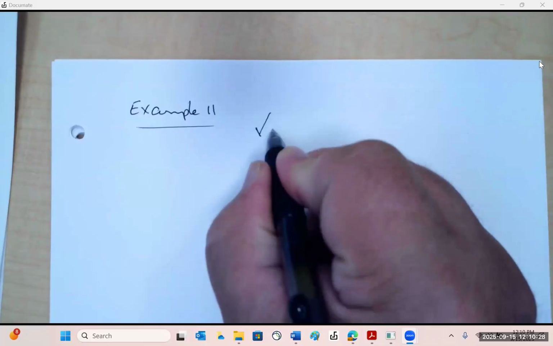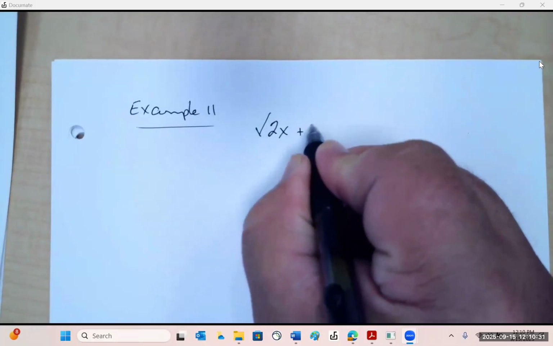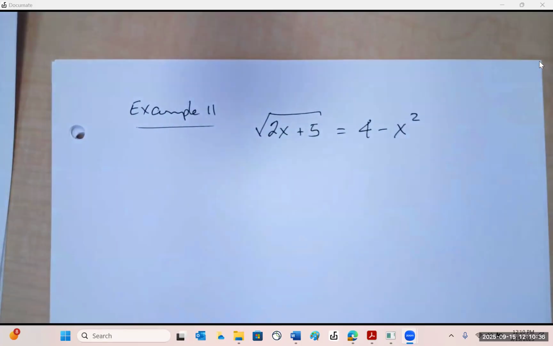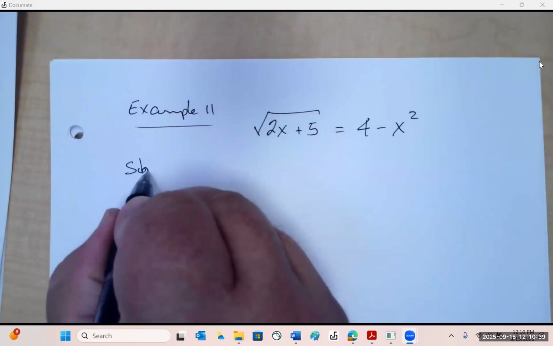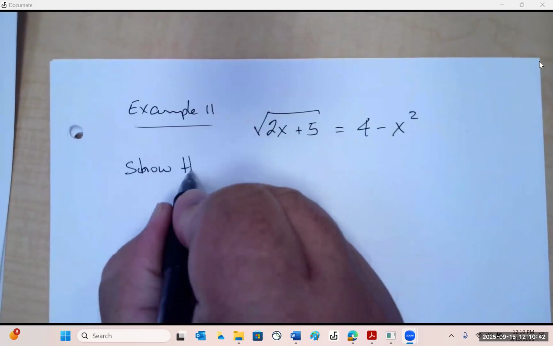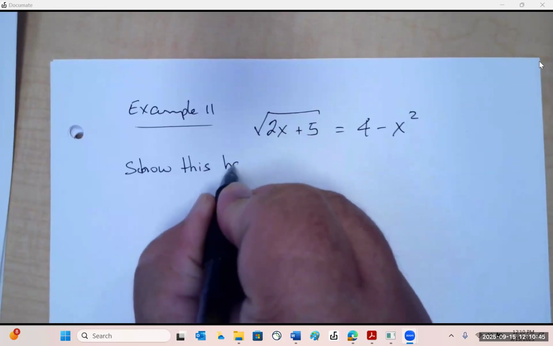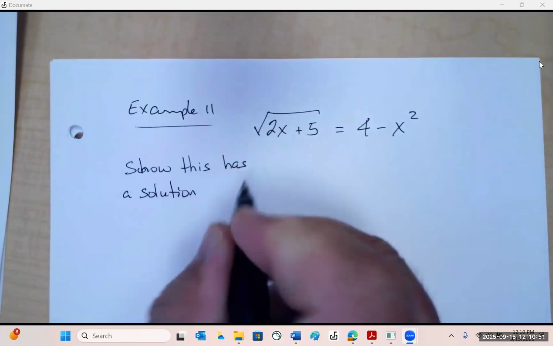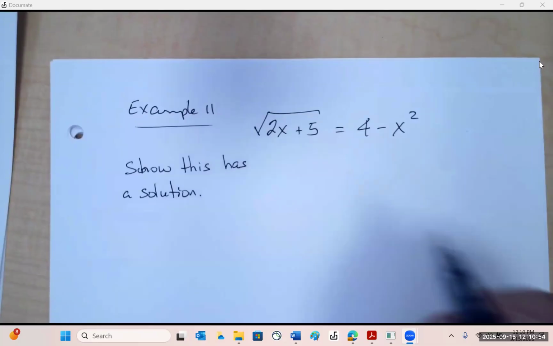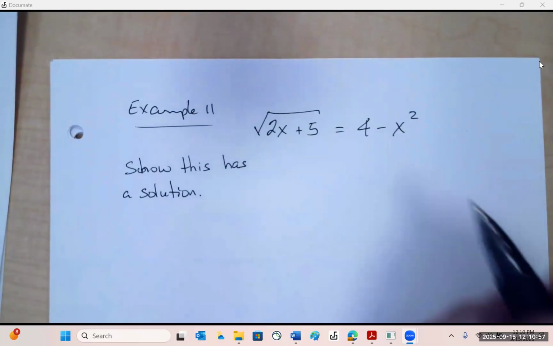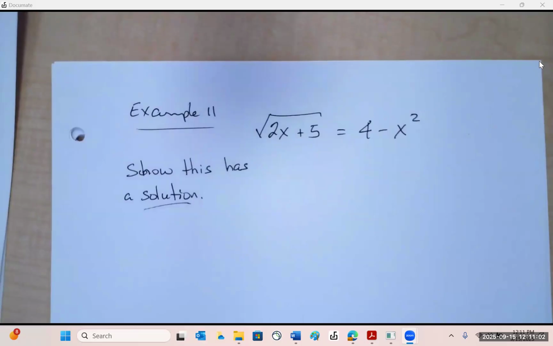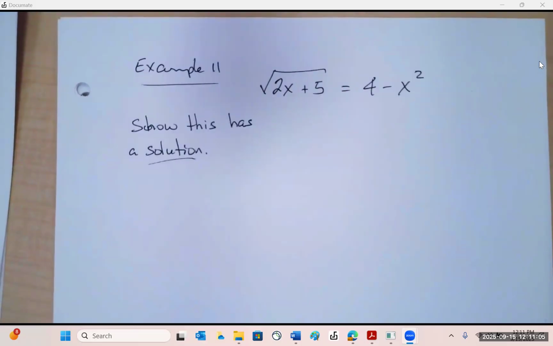Okay, how about this one? 2x plus 5 equals 4 minus x squared. So this has a solution. And let's just show it. This is how we do it now. So what does that mean, if it says show this has a solution? Find the zero. Find the zero, yeah.